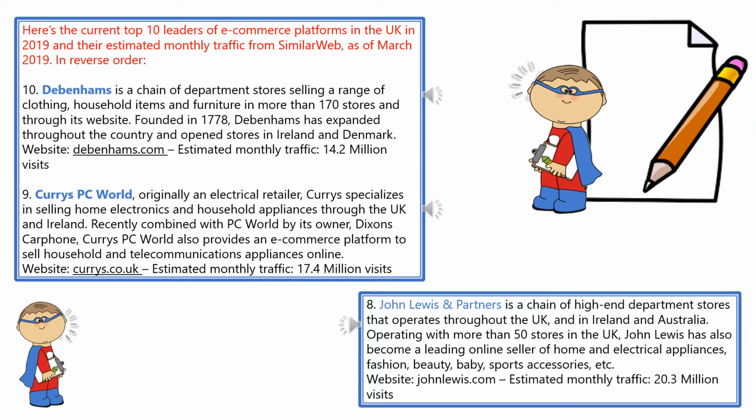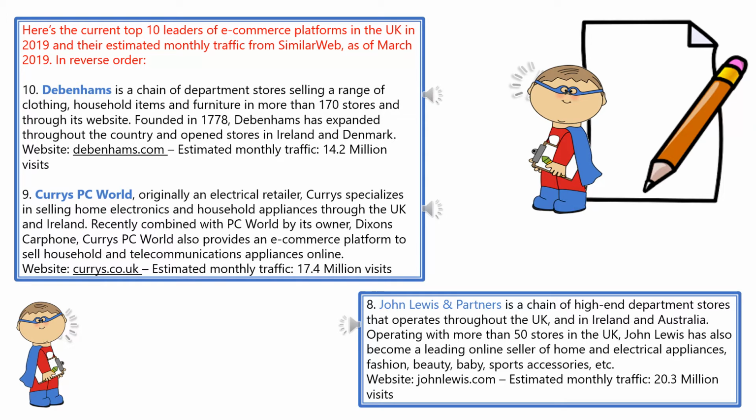Debenhams is a chain of department stores selling a range of clothing, household items and furniture in more than 170 stores and through its website. Founded in 1778, Debenhams has expanded to the country and opened stores in Ireland and Denmark. Website debenhams.com, estimated monthly traffic 14.2 million visits.